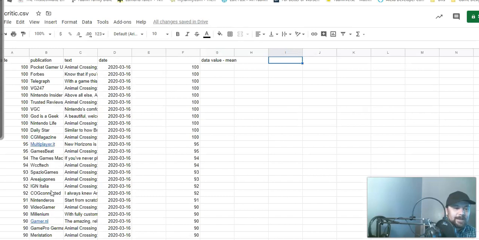Okay, welcome back. So I went ahead and went to Google Sheets, found the spreadsheet that we were using in the previous video for finding the mean. And we will use this spreadsheet to explore another way of measuring the variation in our data set.